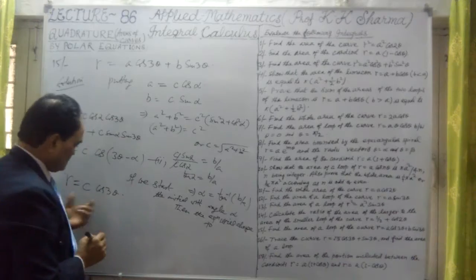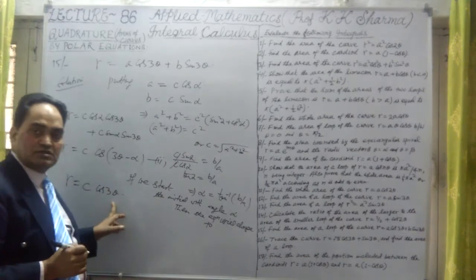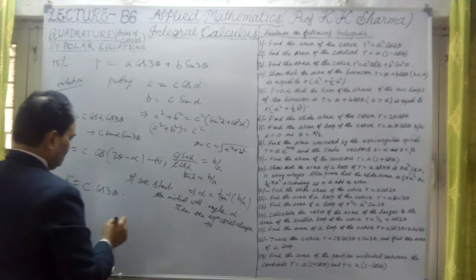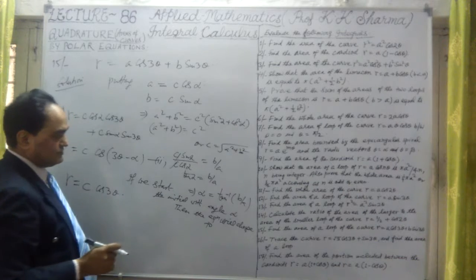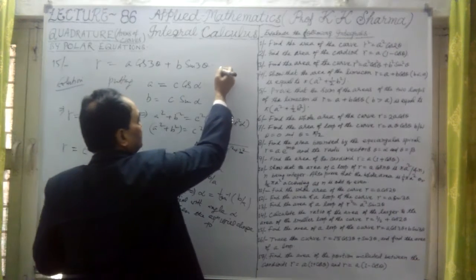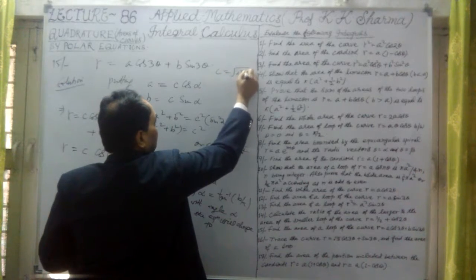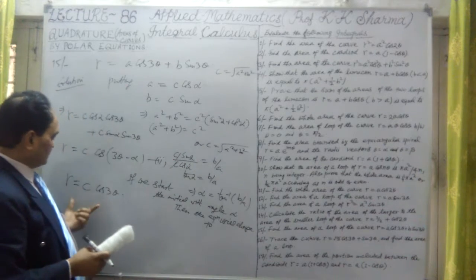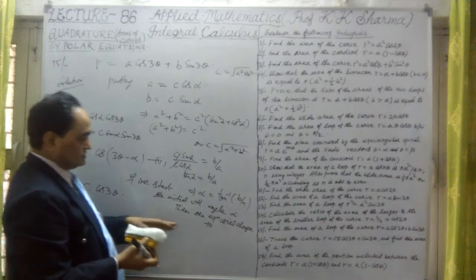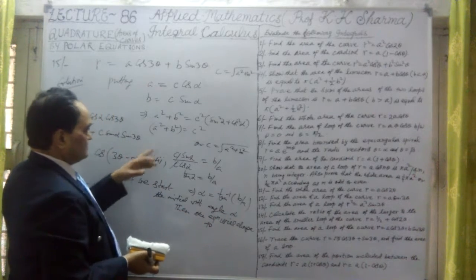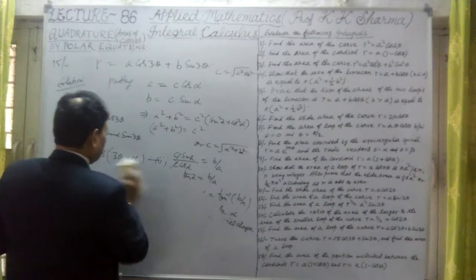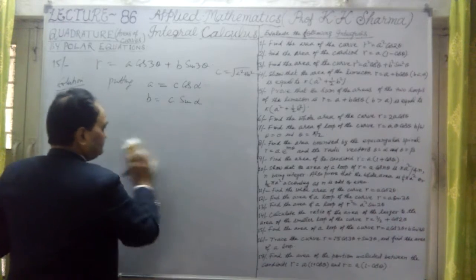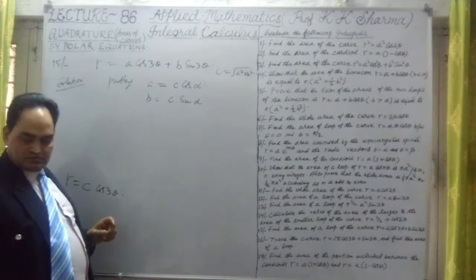Now if I trace this, 3 is an odd number, so there are 3 loops here. Let me trace them. C we have taken already, C is under root a square plus b square. So this whole equation is converted into r equal to C cos 3 theta if we start the initial line with angle alpha, because it is cos of 3 theta minus alpha. Now let me trace this and find the area of the given curve.